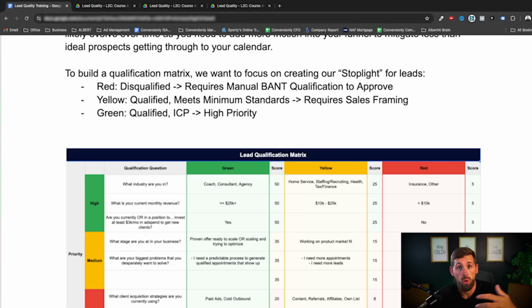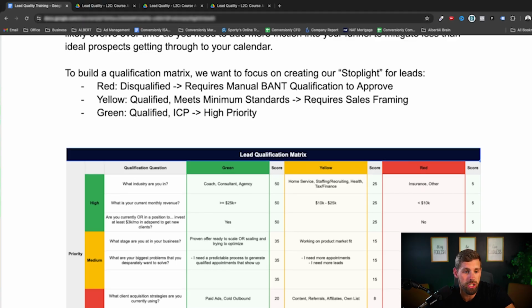If they are or have the potential to overcome those, then you can upgrade them to a yellow rating and move them into your sales calendar. Yellow ratings are essentially, they're qualified, they meet our bare minimum standards, and we're going to want to require sales framing and discovery to make sure this prospect actually is a good fit and worthy of our time to proceed with meeting with them. A green is a qualified ideal customer profile, meaning they are the target avatar that we are trying to reach, and they become our highest priority.